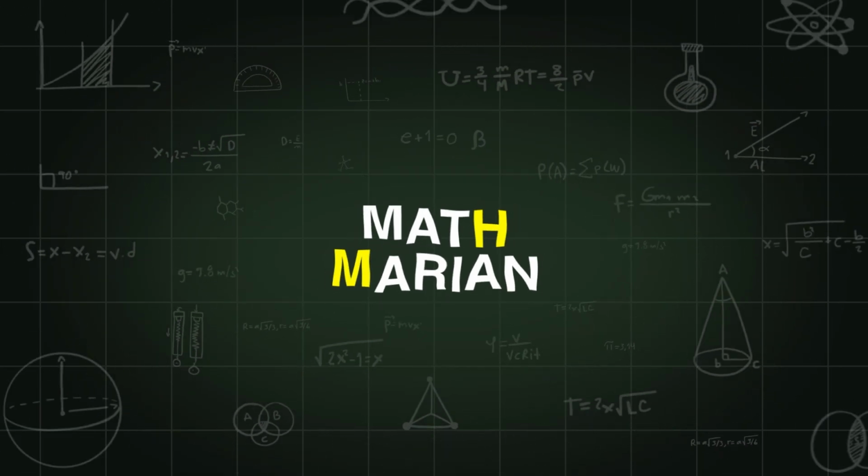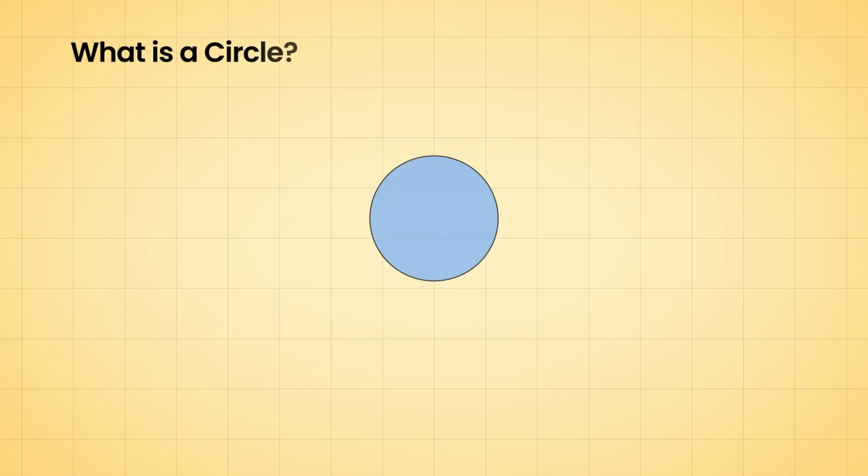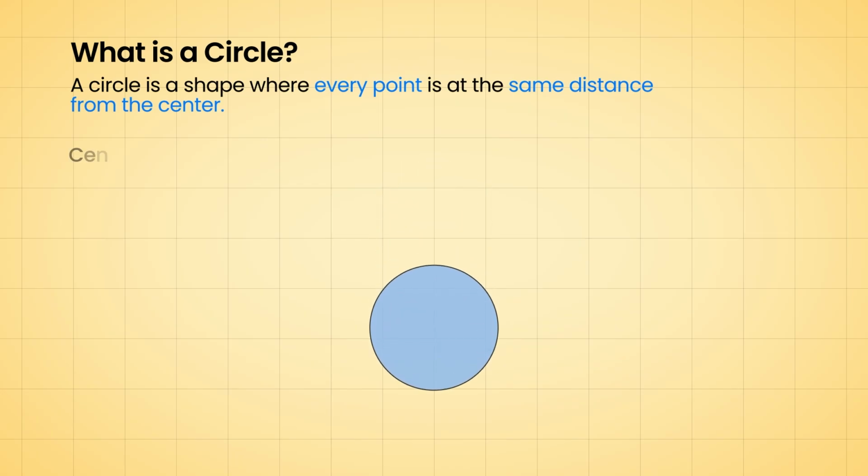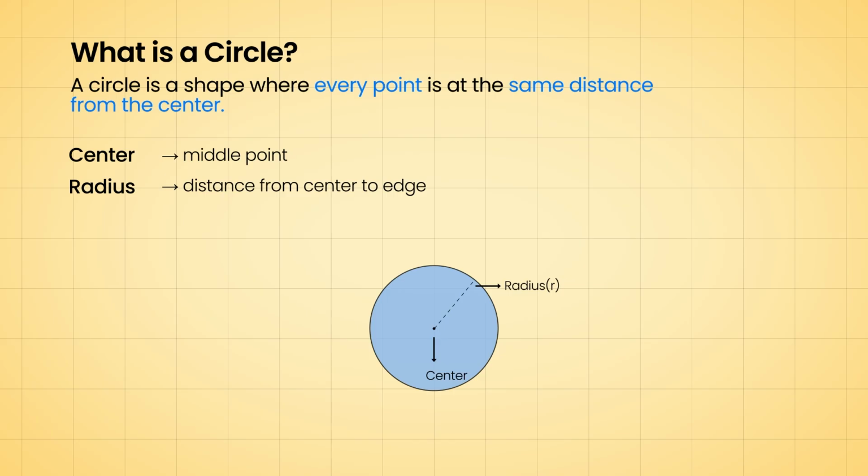Let's start with very basic. The circle. What is a circle? A circle is a shape where every point is at the same distance from the center. No corners, no straight edges, just one perfectly smooth loop. This middle point of the circle is called the center. The line connecting the center to the edge is the radius. If we draw a line all the way across the circle, through the center, that is the diameter. The diameter is simply twice the length of the radius.